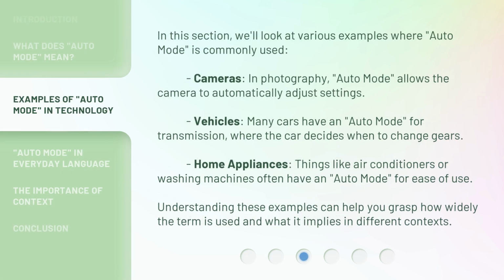In this section, we'll look at various examples where auto mode is commonly used. Cameras. In photography, auto mode allows the camera to automatically adjust settings. Vehicles. Many cars have an auto mode for transmission, where the car decides when to change gears. Home appliances. Things like air conditioners or washing machines often have an auto mode for ease of use. Understanding these examples can help you grasp how widely the term is used and what it implies in different contexts.